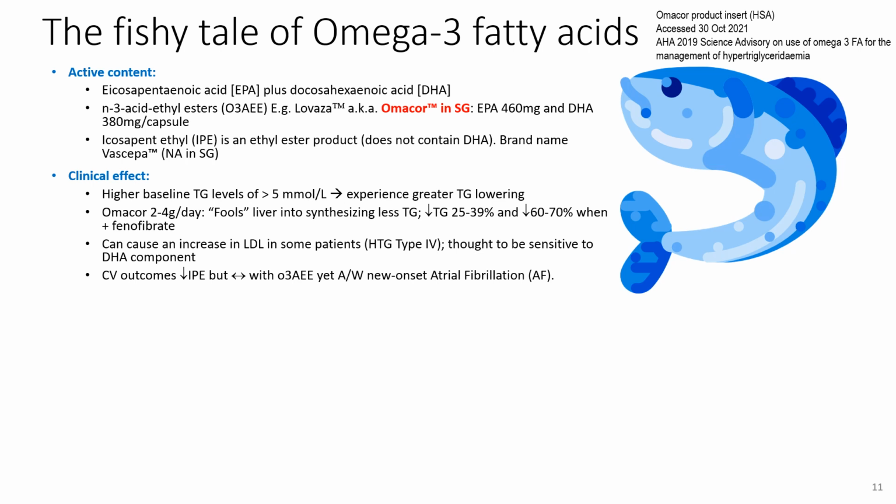Now, CV outcomes were reduced in the Vascepa population, as you have seen earlier, but they don't seem to be modulated at all with the other omega-3 fatty acid preparations, and yet these are associated with new onset atrial fibrillation, which was thought to be dose dependent. So one needs to be really careful about asking people to routinely take omega-3 fatty acids, and probably it should be used only as an addition to fenofibrate if additional triglyceride lowering is required. And remember, the threshold at which we start to treat triglycerides is when it's more than 5.6 millimoles per liter.